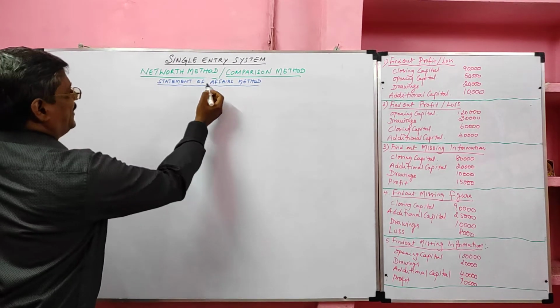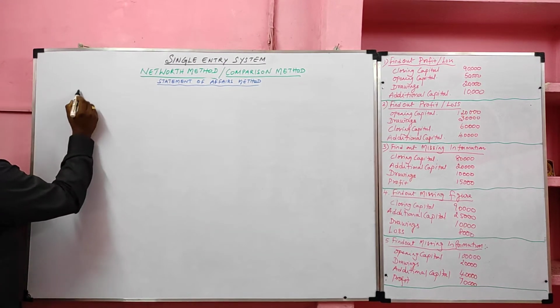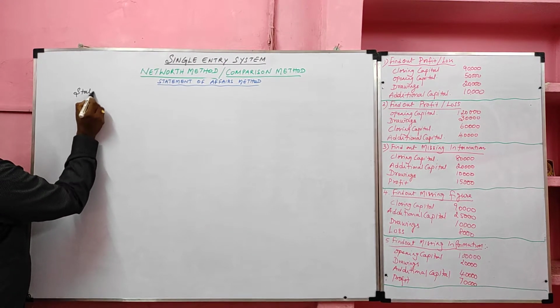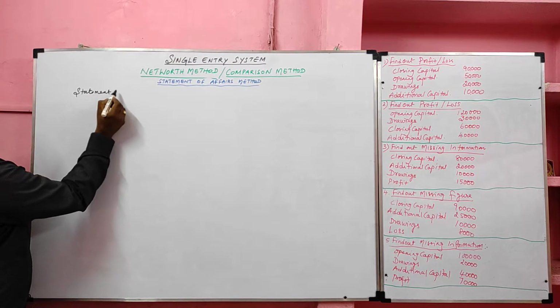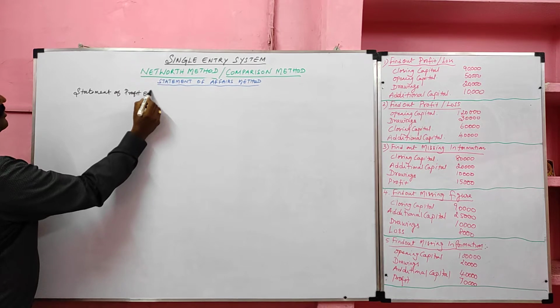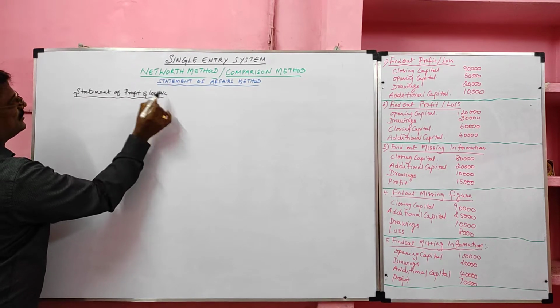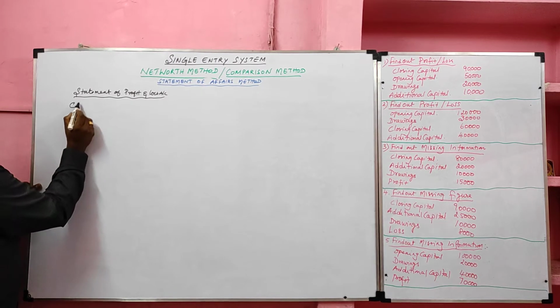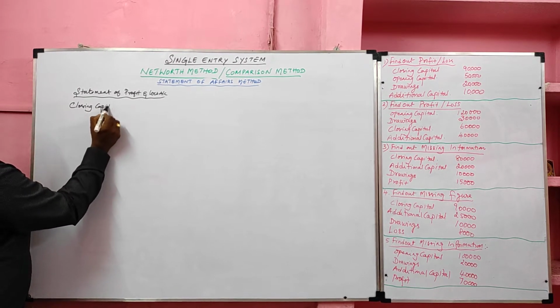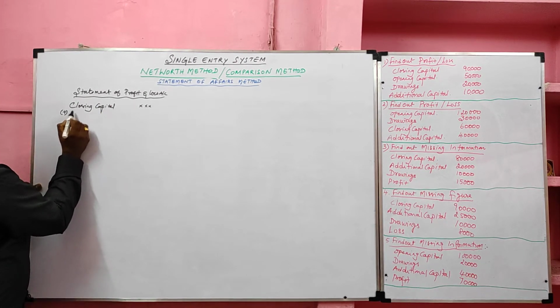If you want to find profit under this net worth method, we should know the format of the statement of profit and loss account. The format goes like this. It starts with the closing capital, add drawings.